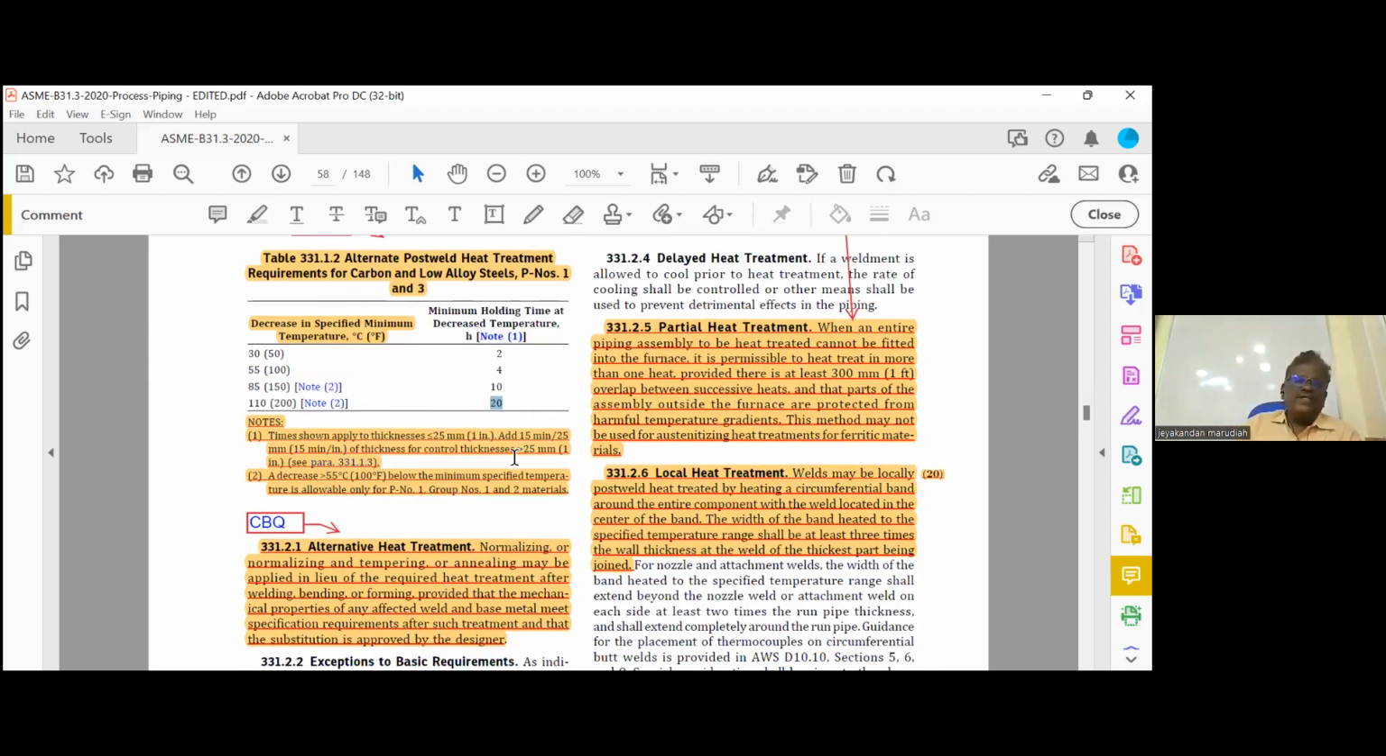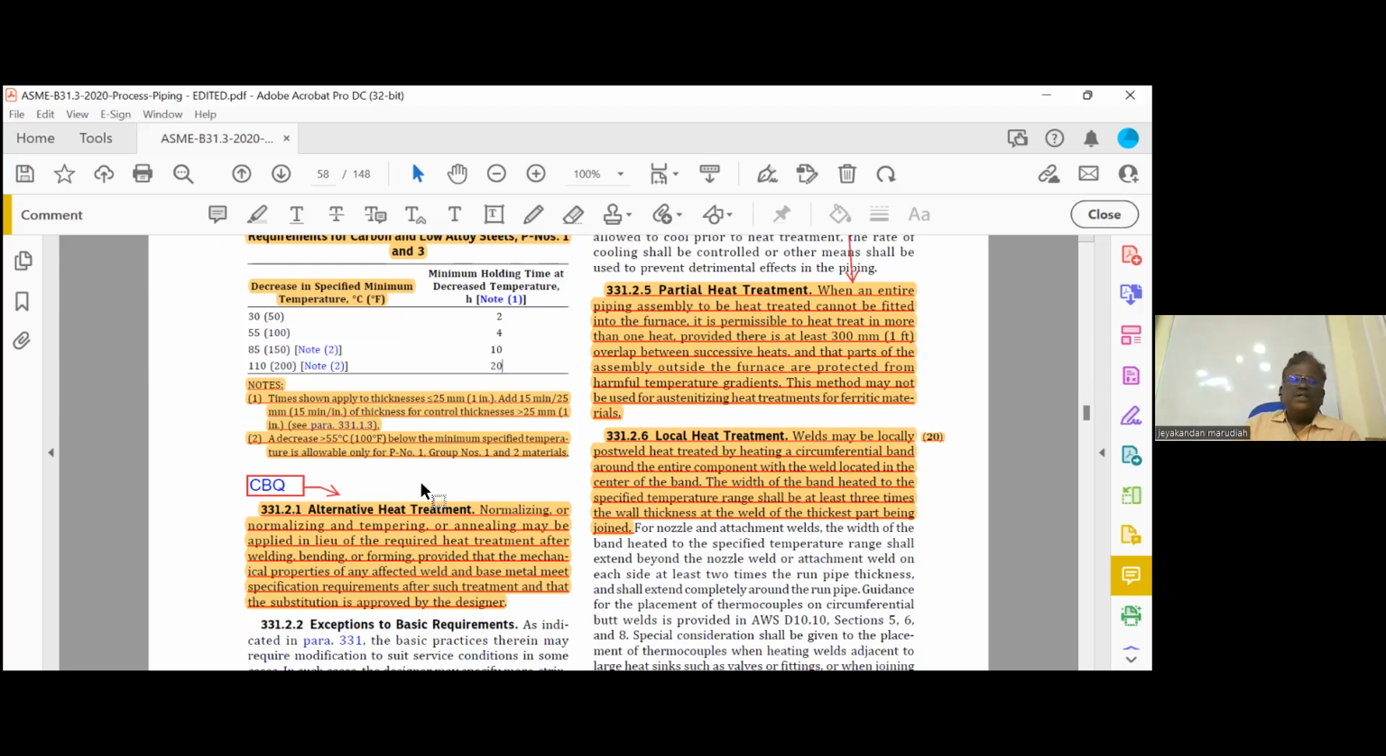Now, alternative heat treatment. Suppose you are going to do normalizing. You remember yesterday I told you about the normal upper critical temperature; you are going to do some heat treatment. It is allowed. Normalizing and tempering or annealing may be applied in lieu of the required heat treatment after the welding, bending, forming, provided the mechanical properties of the weld and base metal meet the specification requirements. That is a closed book question.